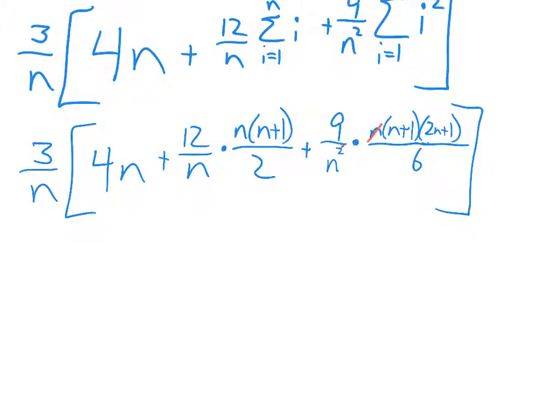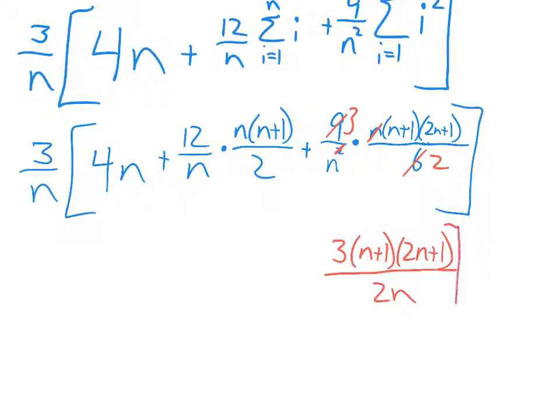This n will cancel out this n, and 9 over 6 is 3 over 2. So this whole thing simplifies to 3 times n plus 1 times 2n plus 1 all over 2n. Here, the n's cancel out, and 12 over 2 is 6. So this is just 6 times n plus 1. And this is already just a 4n.